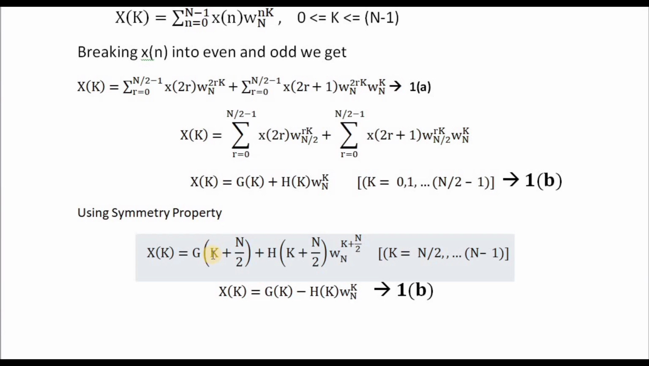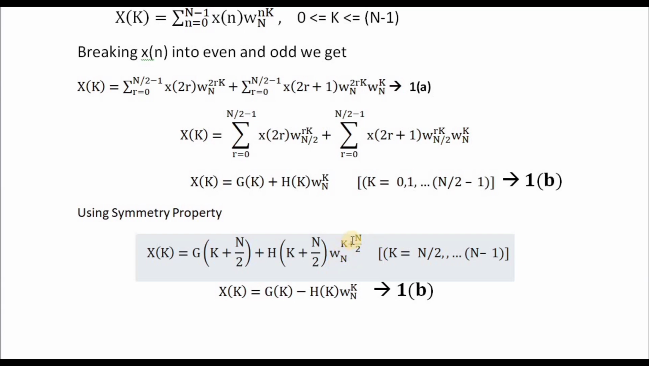So if it is 0, plus 8 by 2 is 4. So this is also 4, this is also 4, and this becomes W_N of k plus 4. You can see I can split this W_N of k into W_N of N by 2. If it is W_8, the power will be 4, and W_8 of 4 is nothing but minus 1.